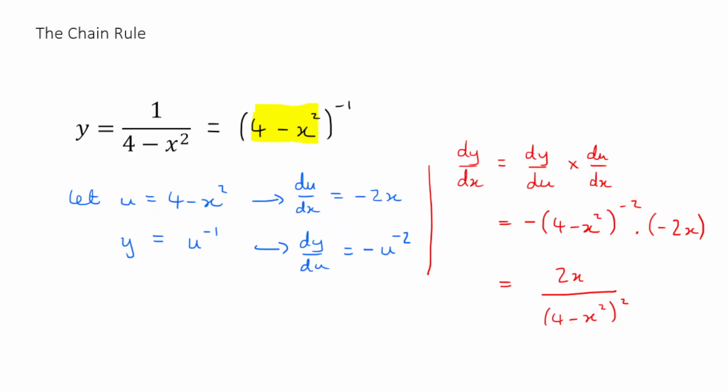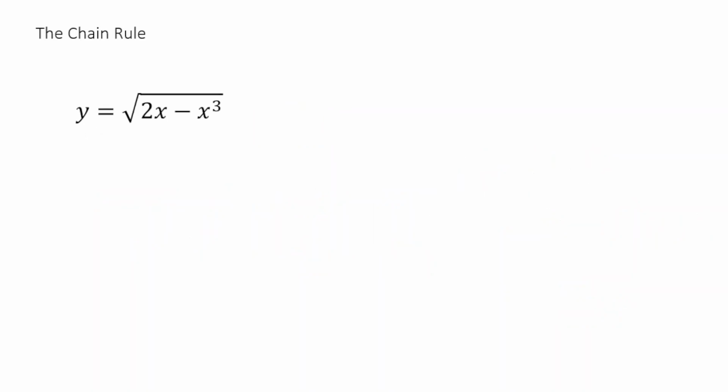Okay? But I think we can do one final example before we close on this video. So let's have a look at this. Right here, what we've got is y equals the square root of 2x minus x cubed. I'm just going to pause for a second. I wonder if you can tell me what you think the small inside function will be. Well, in this particular case, the small inside function is going to be 2x minus x cubed.